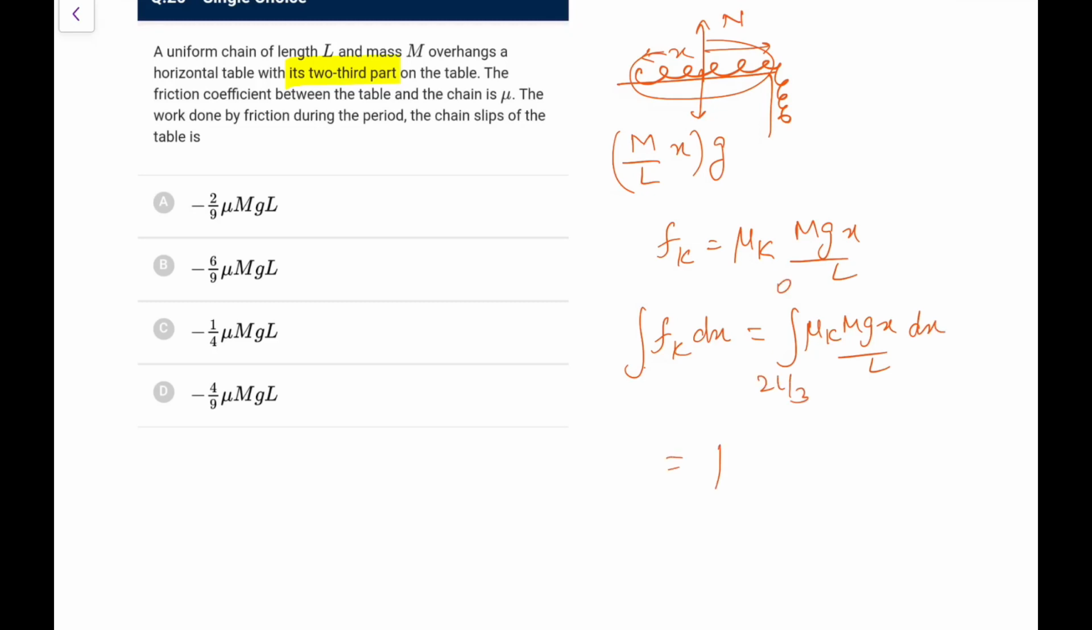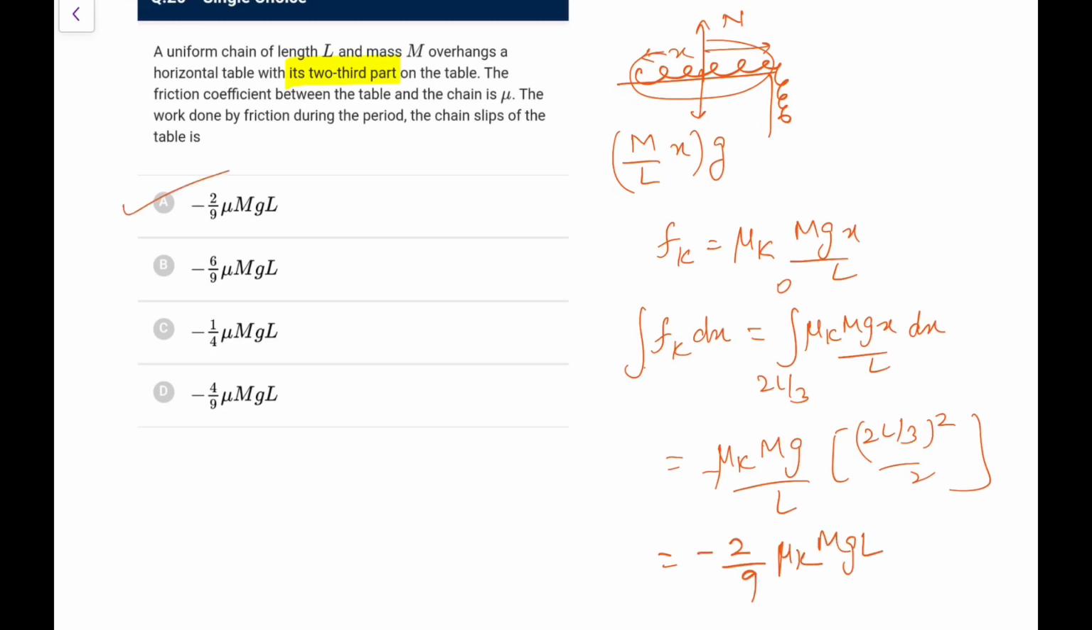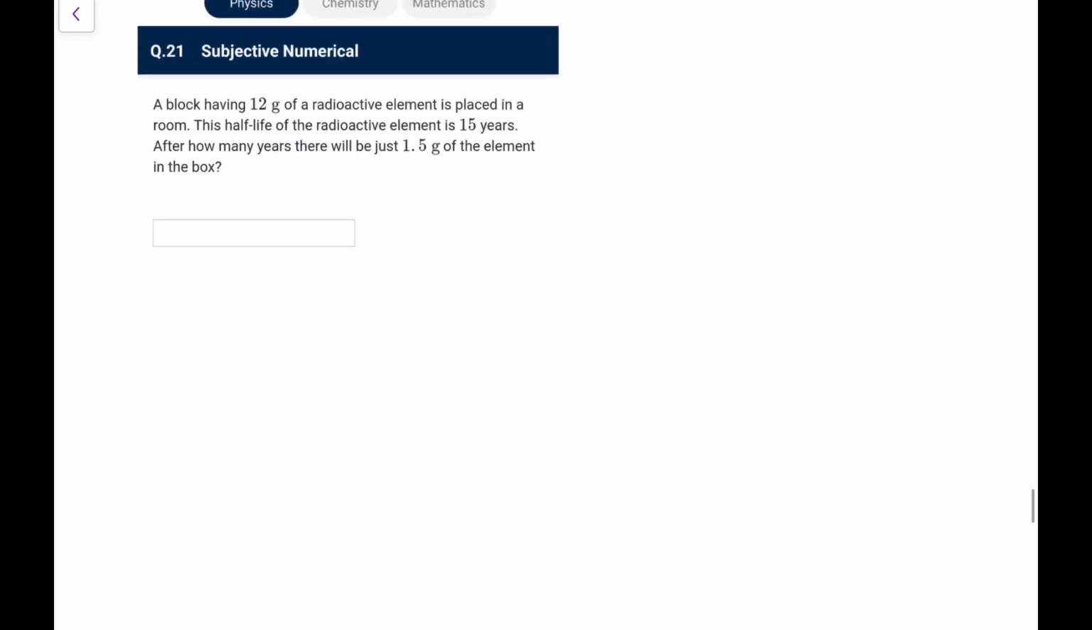So if I calculate, it will come out to mu K mg L. The integration of x is x square by 2, so that will be 2L by 3 whole squared by 2, and I can directly put the negative sign because I know the work will be negative. So this would be 4 by 9 divided by 2, so it would be 2 by 9, minus 2 by 9 mu K mg L. So it's a simple question, simple because you have done such questions before. So this covers SOT. Now we go for the subjective numericals.